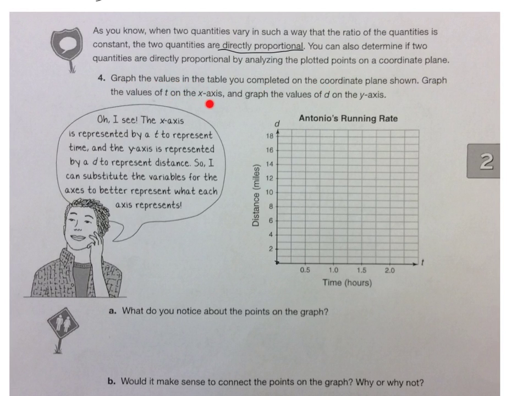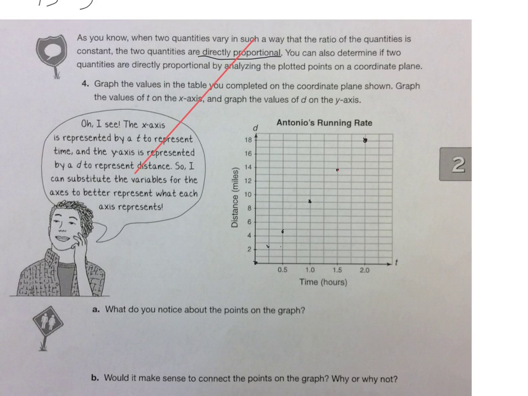Graph the values of t on the x-axis and the values of d on the y-axis. So I'm going to go back, look at the table, plot them on here, and you can come and compare them. Alright, so I didn't plot them all, but I got some of the major ones, like 2 and 18 and 1 and 9. Those are easy. And then some of them you had to estimate, like 0.5 and then 4.5, so I had to kind of estimate.